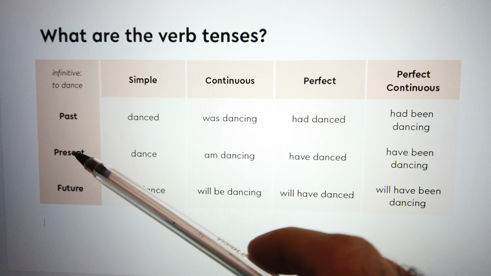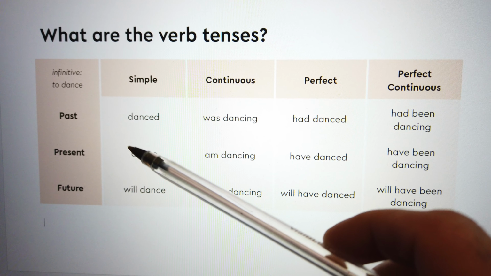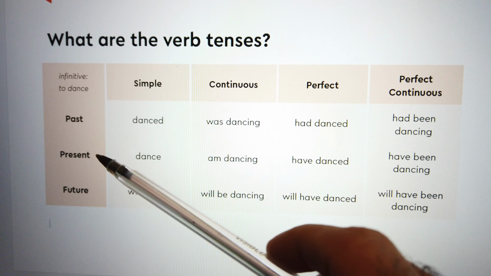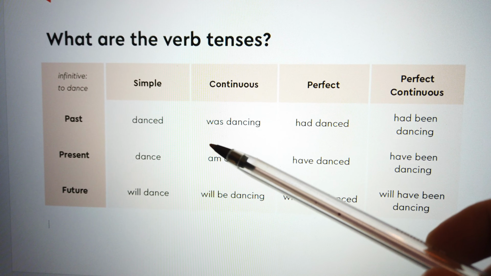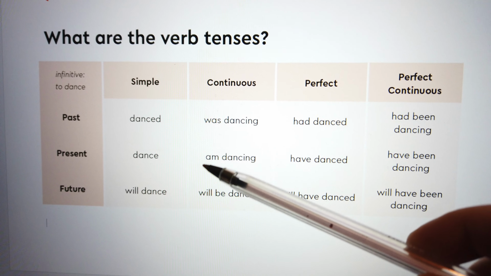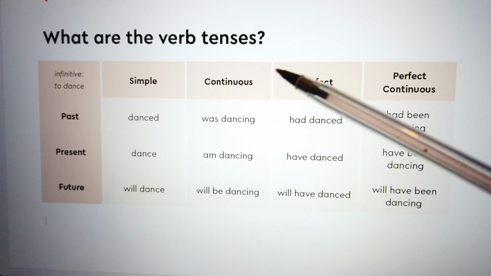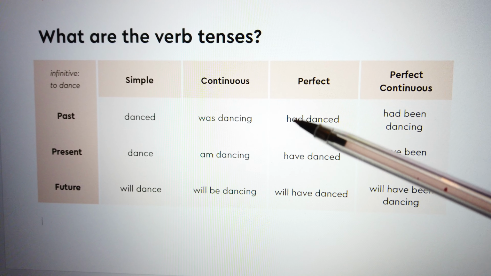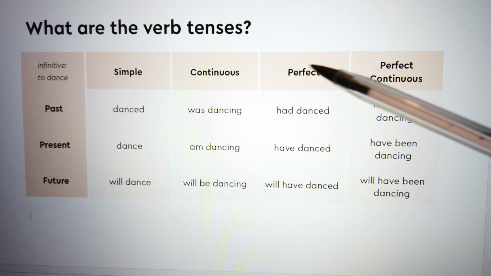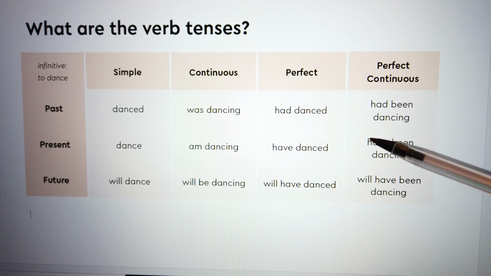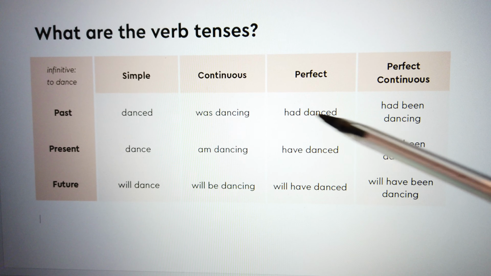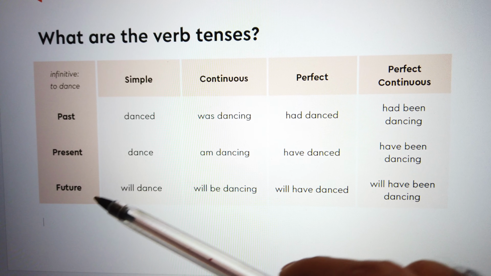Present simple is dance. Present continuous is am dancing. Present perfect is have danced. And then present perfect continuous is have been dancing.